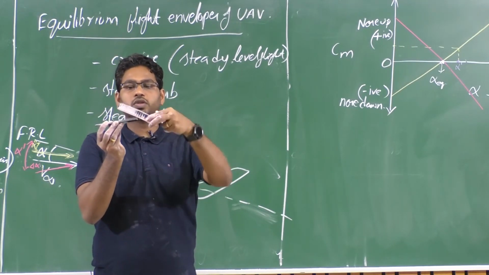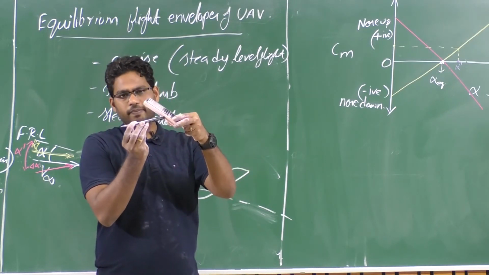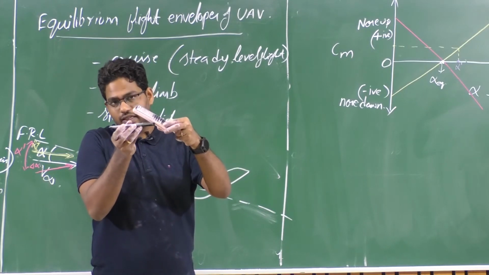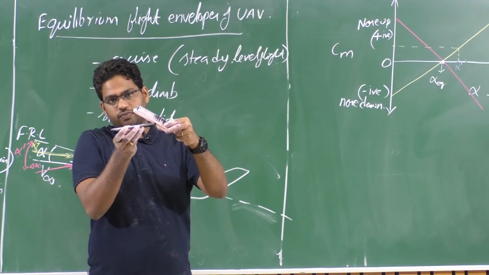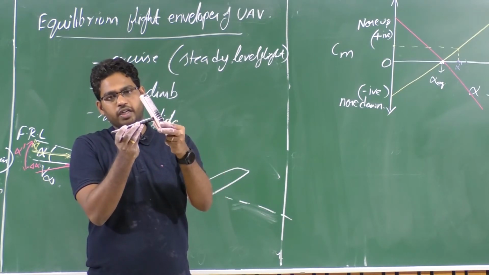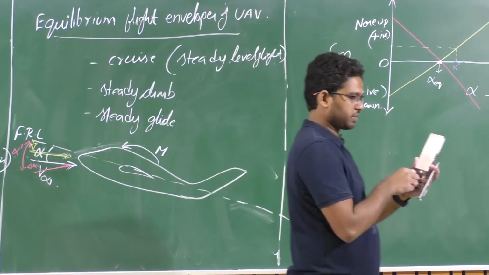So what is positive pitching moment? Rotation, like nose up, right? Positive means nose up. So it will try to rotate up, which further increases the angle of attack here. This further increase in angle of attack creates even more pitching moment, and you will try to move away from this particular equilibrium point. That's similar to the one that we discussed, right?